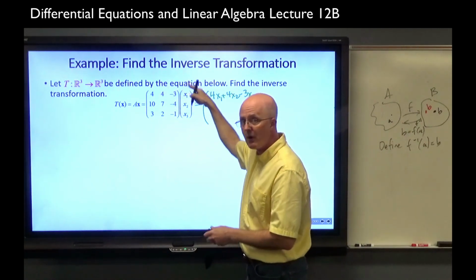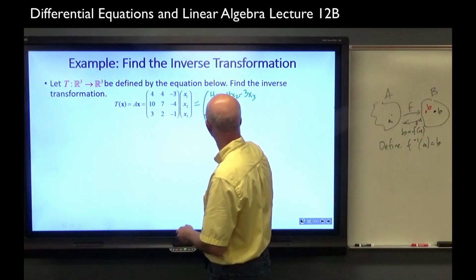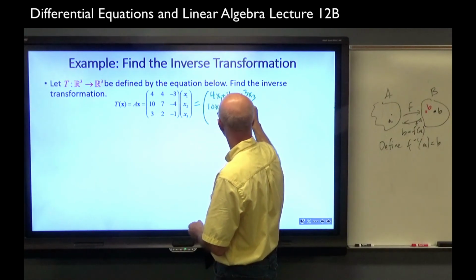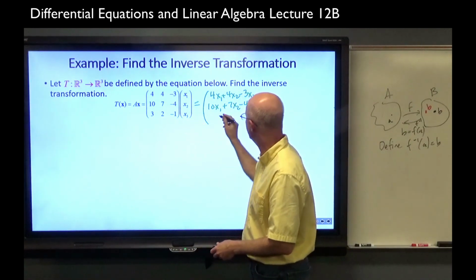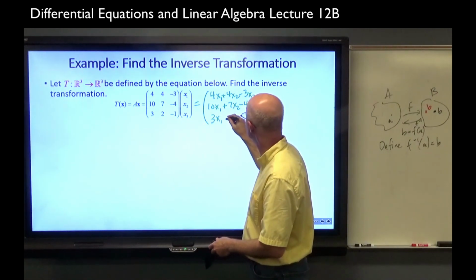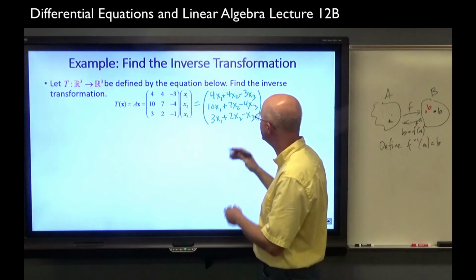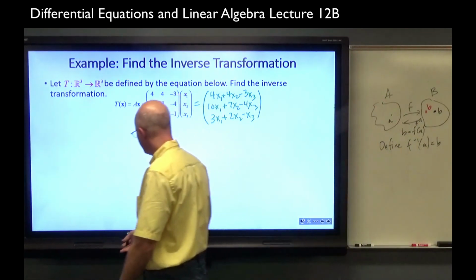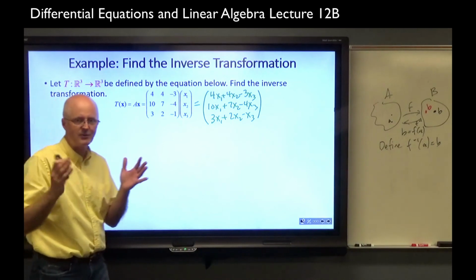Dot product of the first row with the column vector. Dot product of the second row with the column vector is the second component of the answer: 10x1 plus 7x2 minus 4x3. And then the dot product of the third row with the column vector is the last component of the answer: 3x1 plus 2x2 minus x3, if I've not made a mistake. Looks good? Why do you pick this particular matrix? It turns out that this particular matrix has a nice inverse, not having to involve fractions.